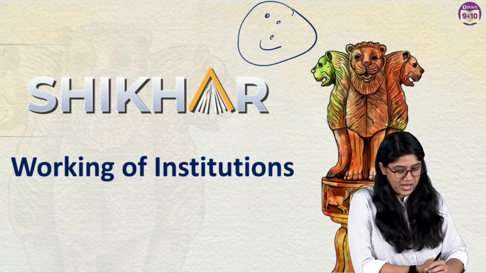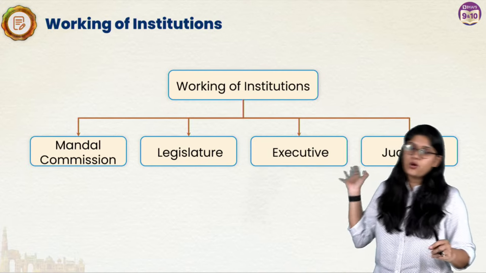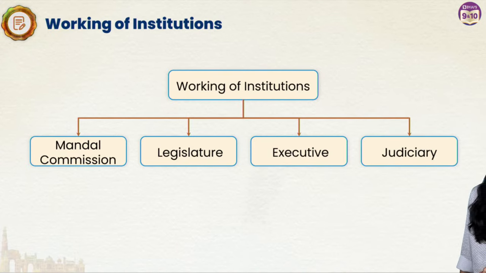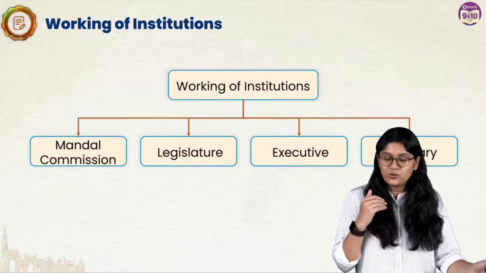Right. So in this particular chapter, Working of Institutions, we will be taking a look at the four important topics that we have. First, of course, we'll be talking about the introduction of the chapter where we have the Mandal Commission. Then we'll be taking a look at the legislature, executive and the judiciary. Very, very interesting topic, everyone, and whole chapter.